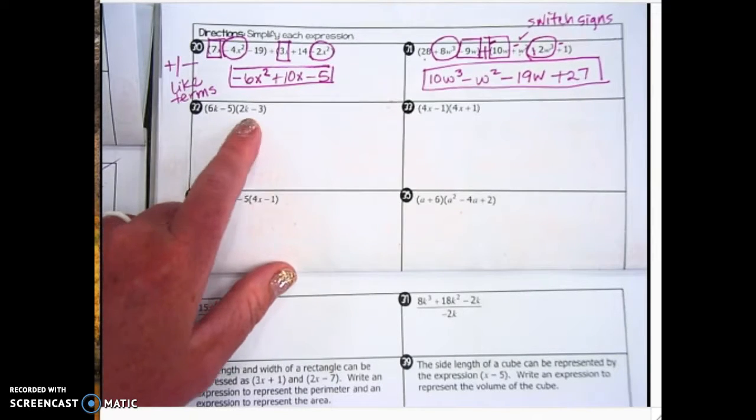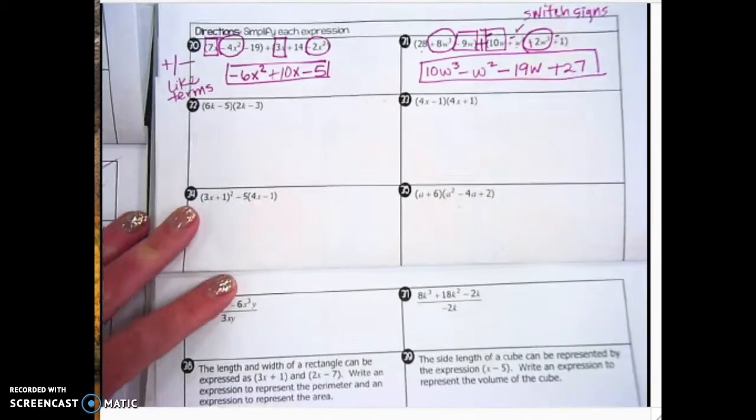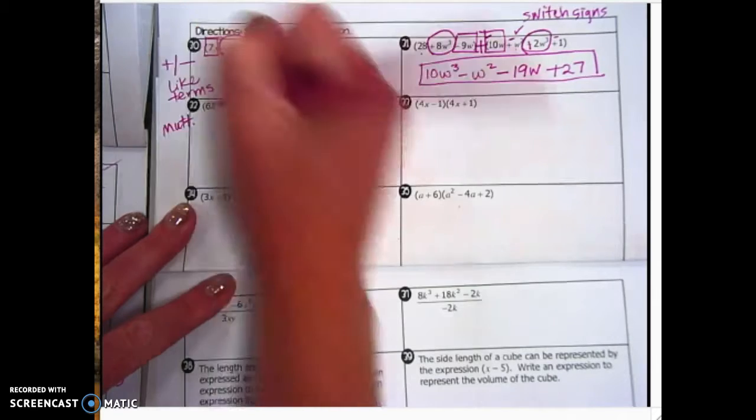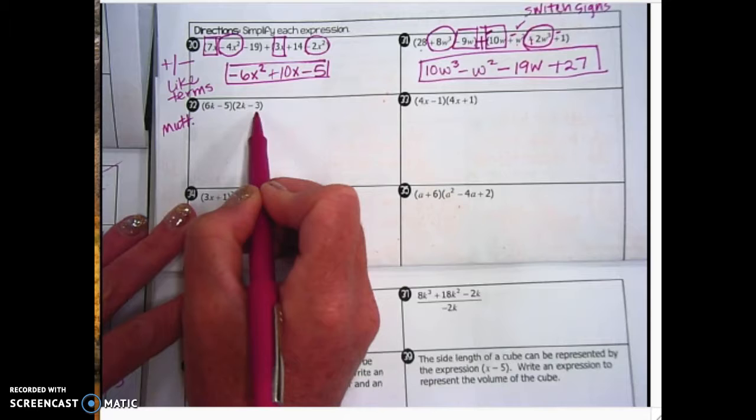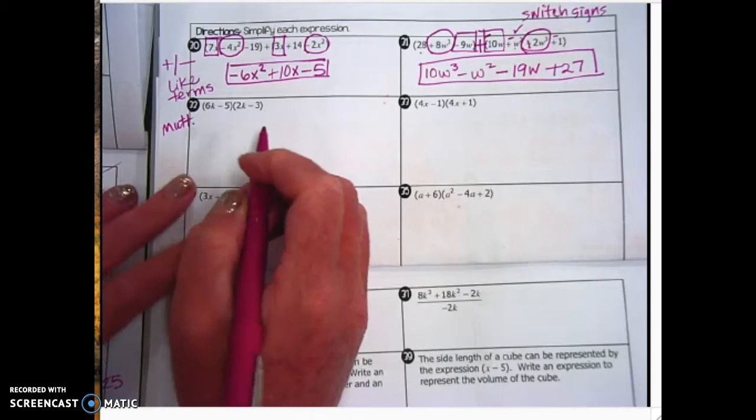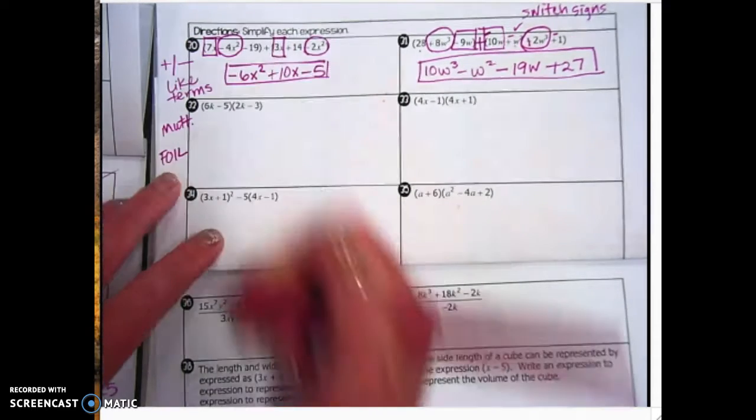The set of parentheses is just right next to each other. So what does that mean to do? It means to multiply. Okay, so when you have two terms in a set of parentheses and another two terms in another set of parentheses, they're called binomials. And there's a little acronym that we use to help us remember what to do.